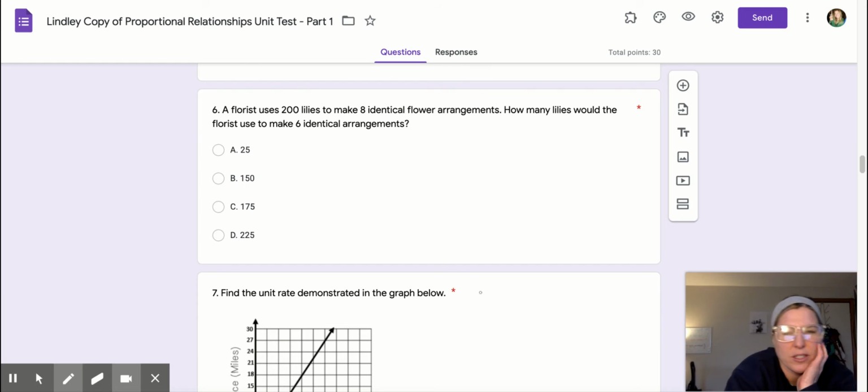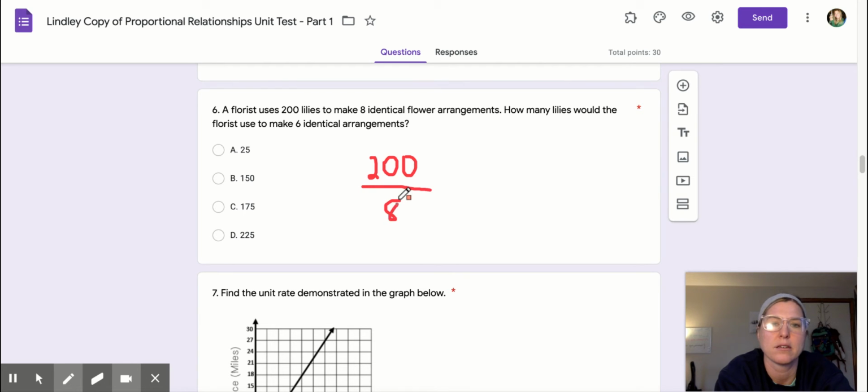Question number 6, a florist uses 200 lilies to make 8 identical floral arrangements. How many lilies would the florist use to make 6 identical arrangements? So you know it takes her 200 lilies to make 8. We want to know how many it would take to get 6. Okay? If I were you, I might cross multiply to figure out what your X value is.